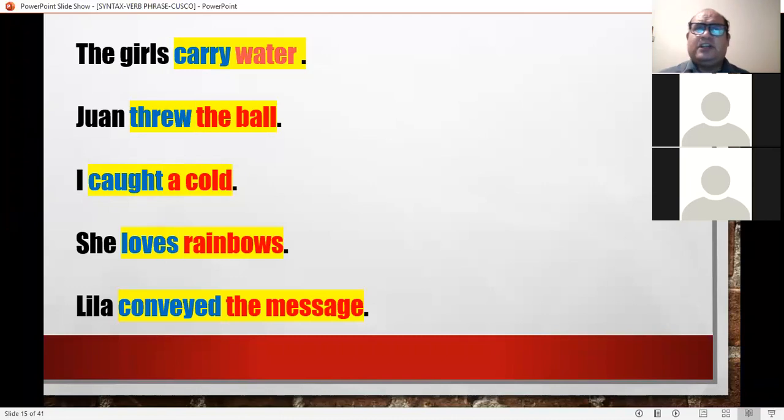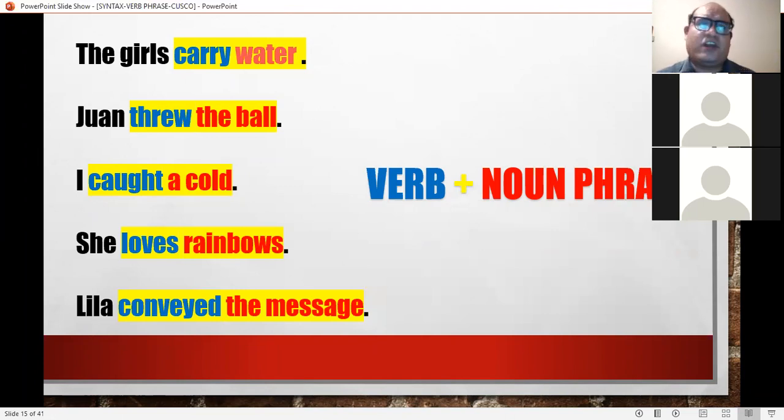So notice here that we could add this complement to a lexical verb. We can add noun phrases or nouns to the verb. So this is the structure, right? This is the structure, verb plus a noun phrase, all right?